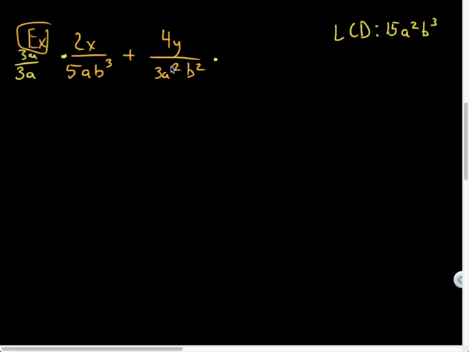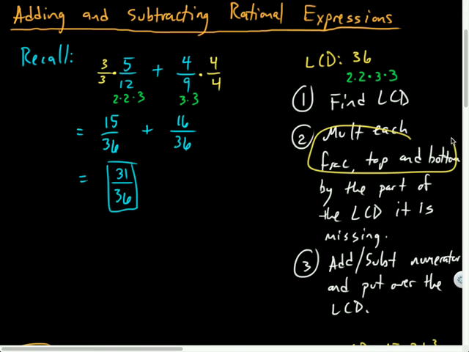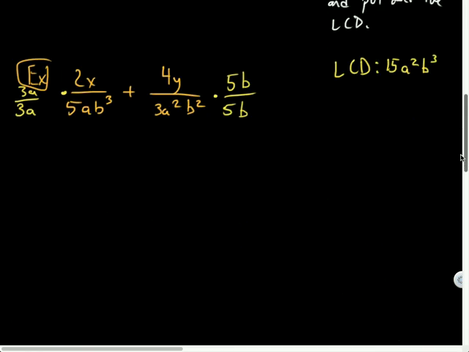Jacob, on this one, I've got the 3. I need 15, so I'd multiply by 5, right, to get 15. A squared I've already got. That one's good. And b squared, I wanted b cubed. So what do I have to do? Multiply by... b squared times what is b cubed? B. So 5b over 5b. Top and bottom, just like the instructions we had a moment ago. Top and bottom by the part of the LCD it's missing.